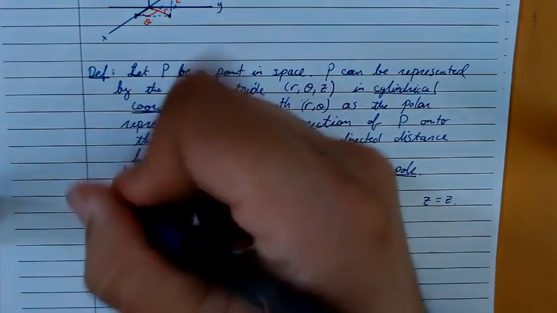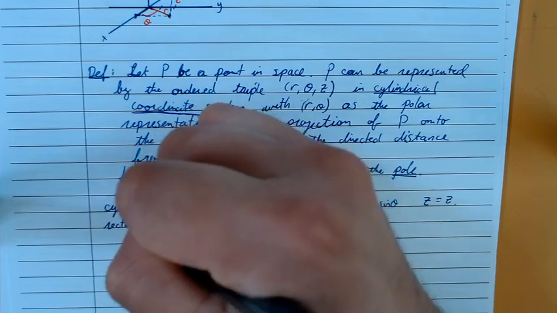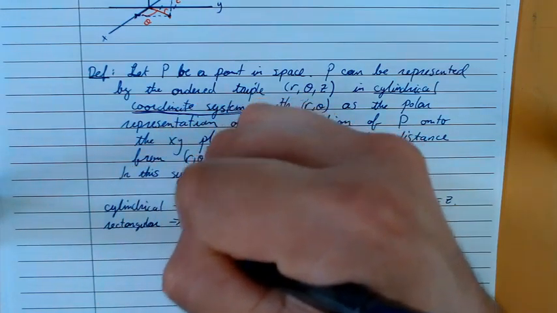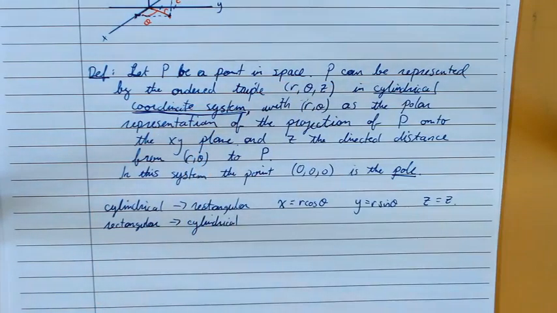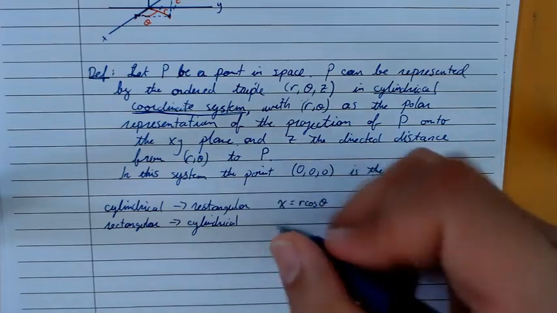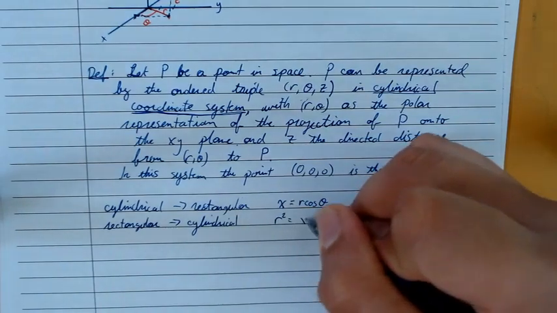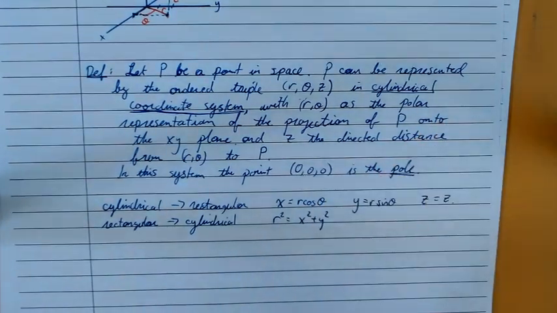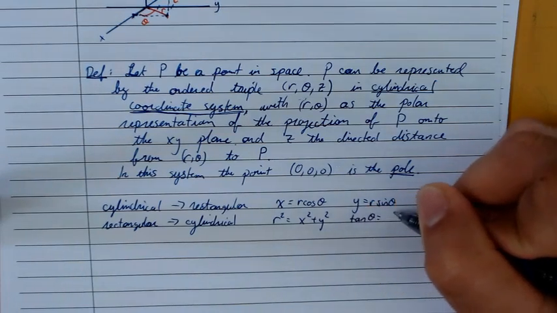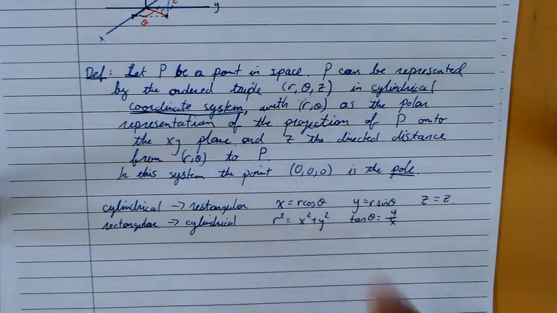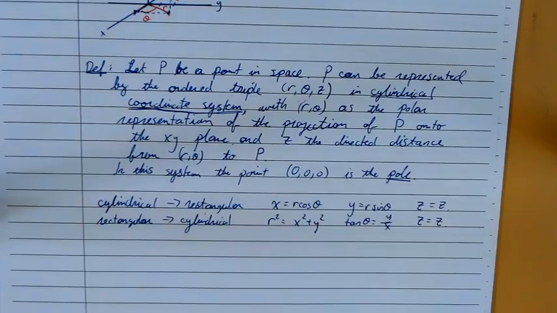If you want to go the other way, rectangular to cylindrical. Then these are going to sound familiar as well. How do you find r squared? That's equal to x squared plus y squared. How do you find theta? Well, we know the tangent of theta is equal to y over x. You'll remember these from trigonometry. And again, how do you find Z? You don't find Z. Z is already Z. You just leave that alone.